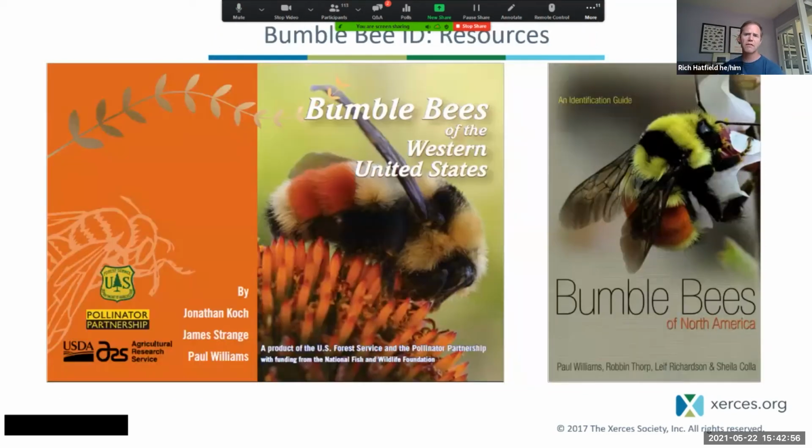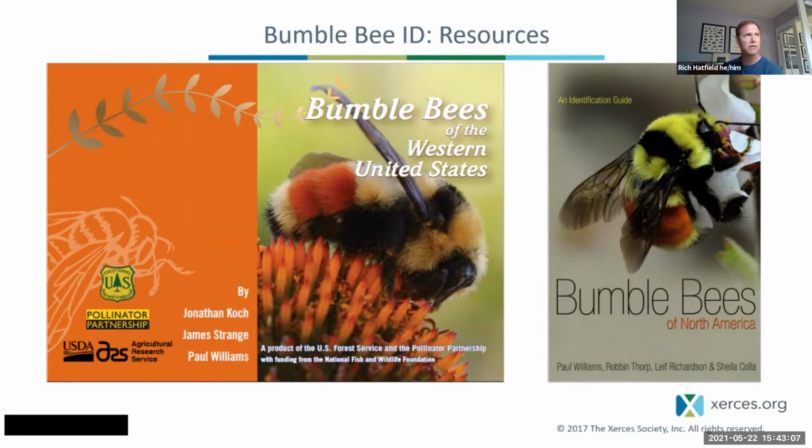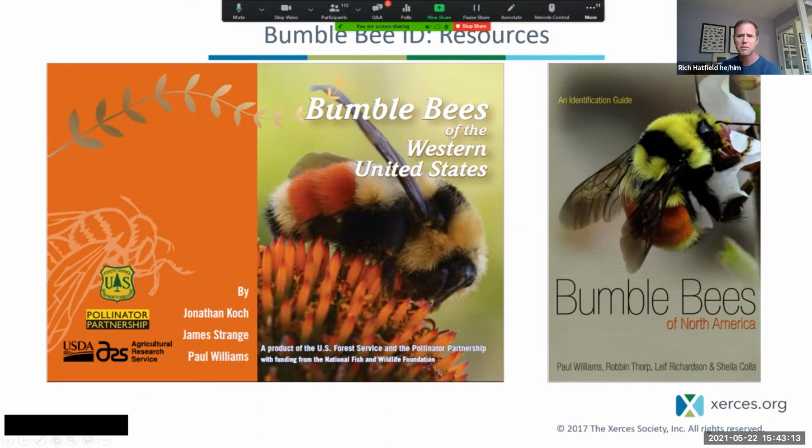We're lucky to have some authors that have put together tremendous resources for us to identify bumblebees. This wasn't true even just like 6 or 7 years ago. These are pretty new resources available to us. This book on the left is called Bumblebees of the Western United States, and it's limited to just species in the West, which is a nice feature of it. It's also kind of a spiral bound book, and you can download a PDF copy of it for free. But it is a little bit out of date.